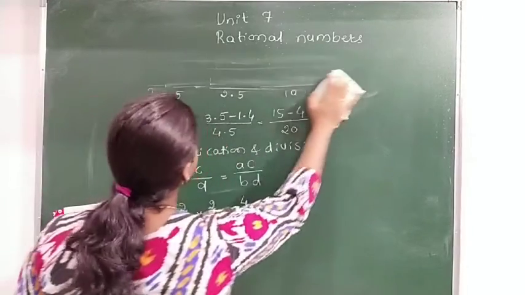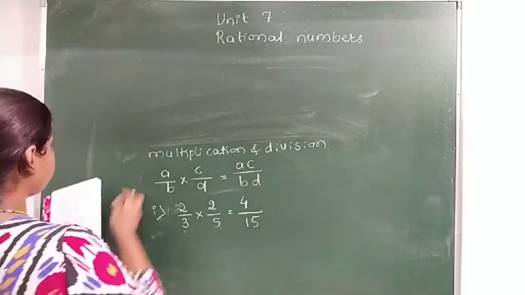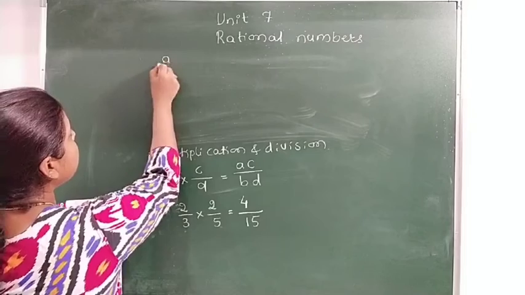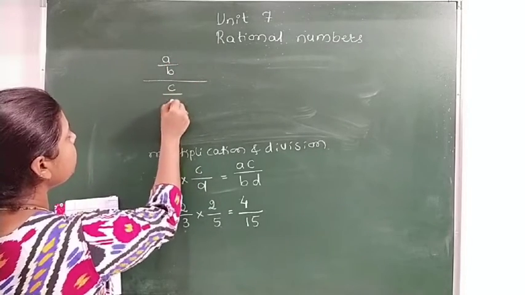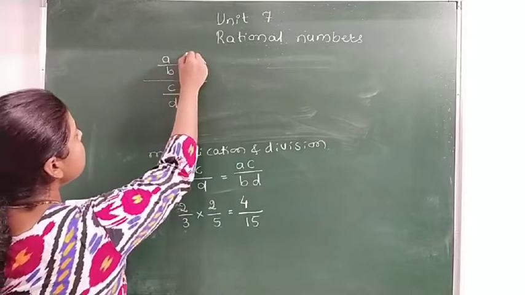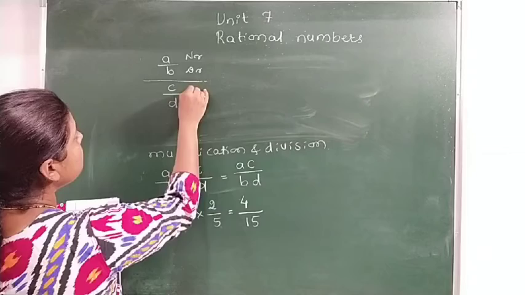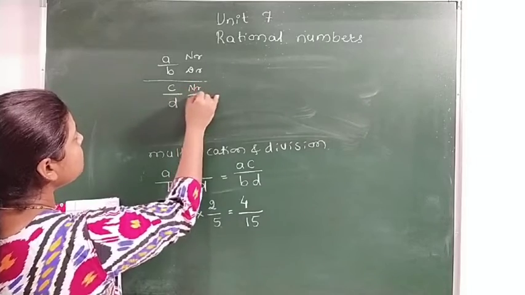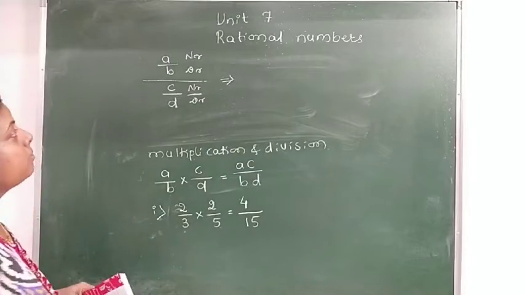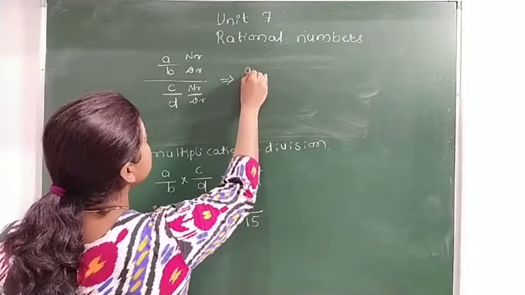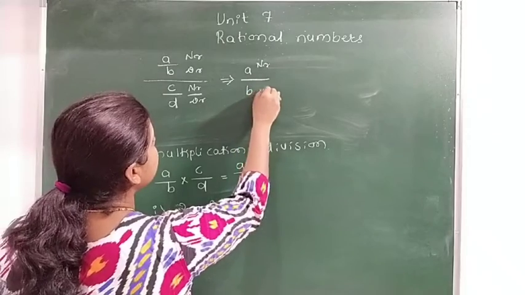Now similarly we have to make a division. The division means A divided by B whole divided by C divided by D. See here, this is a numerator and this is a denominator. This is a numerator and this is a denominator. To simplify the division, first you have to write the numerator divided by denominator.